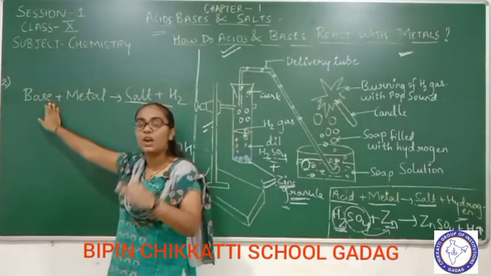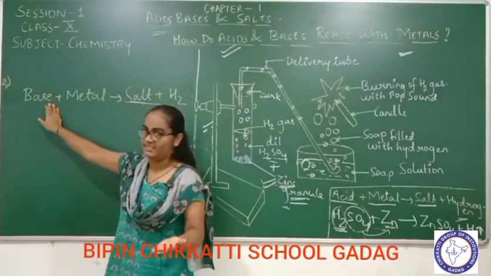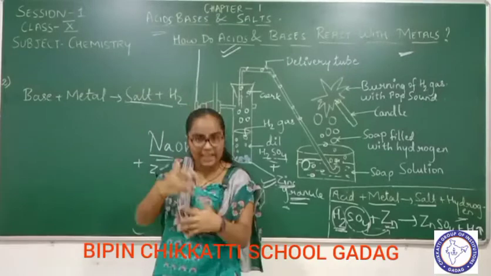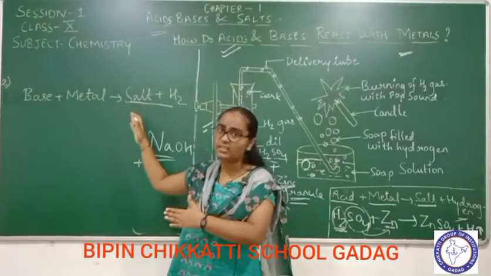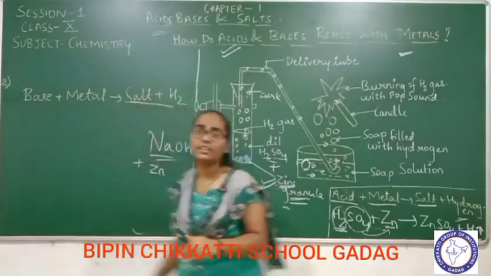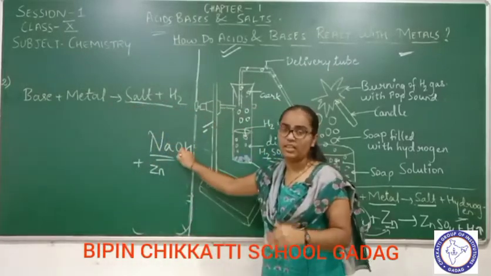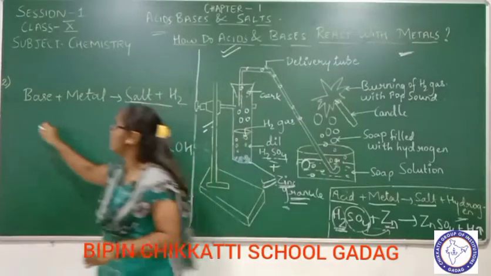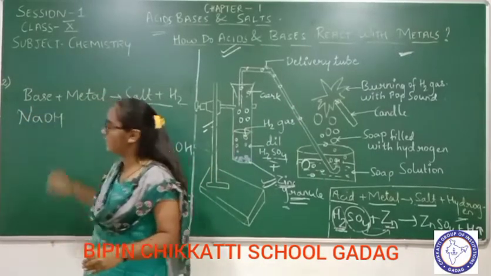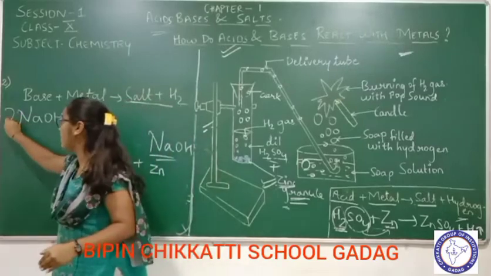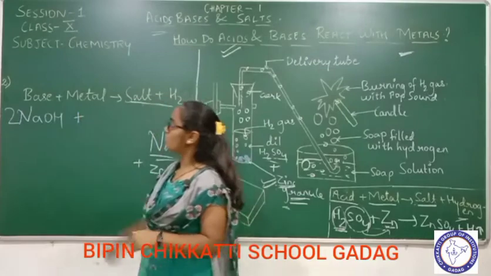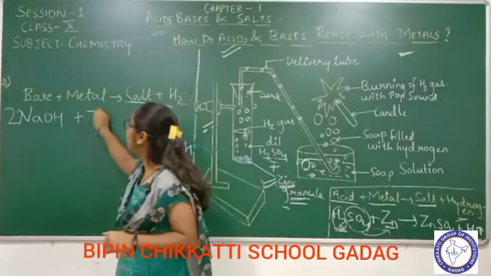Right? You have already studied this in 9th standard. When the reactants, or the raw materials, react with each other, they form certain products and byproducts. So which base did we take? We took NaOH, sodium hydroxide. So the base is sodium hydroxide. When I add 2 molecules of sodium hydroxide into the test tube, the metal I am going to take over there is zinc metal.